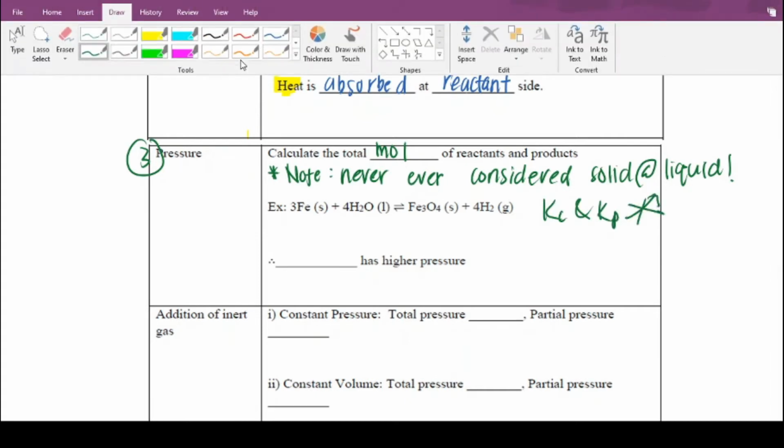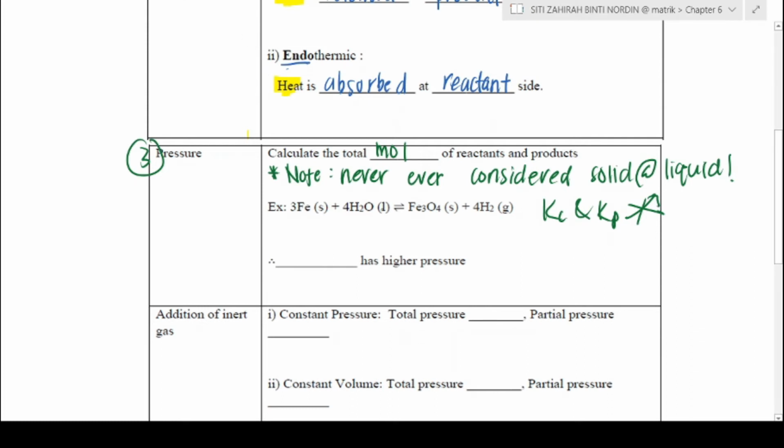So for example, for this iron solid and H2O liquid, we don't consider them, so just write the total mole as 0. So 0 plus 0, the total mole is 0. For Fe3O4, it is solid, so the mole is 0, and for H2, it is a gas, so the mole is 4. So the total mole for the product is 0 plus 4, which is 4. Which one has a higher pressure is the one that has higher mole, which is obviously your product. So product has higher pressure.